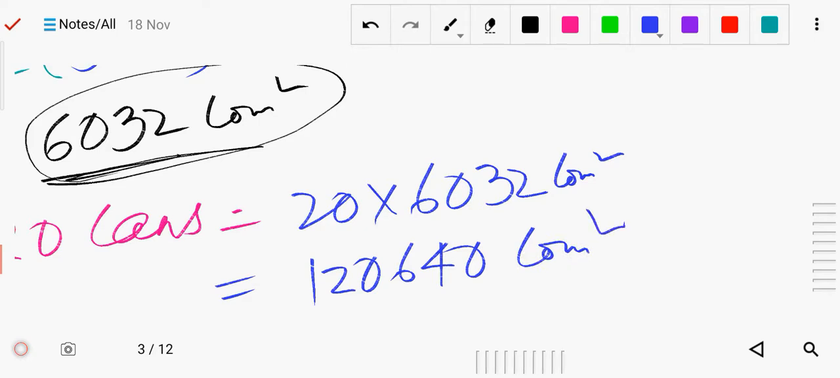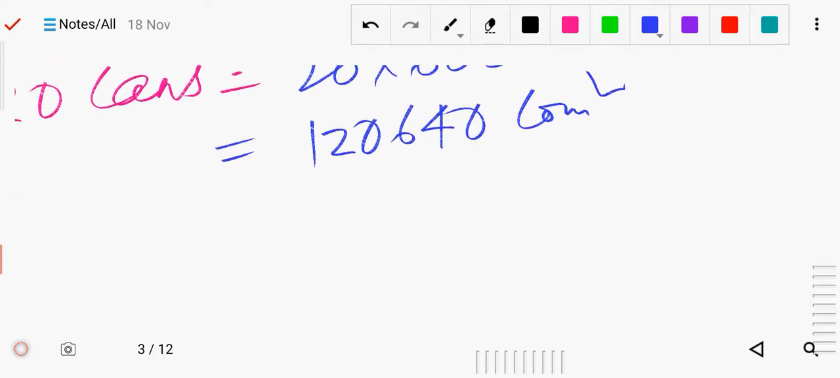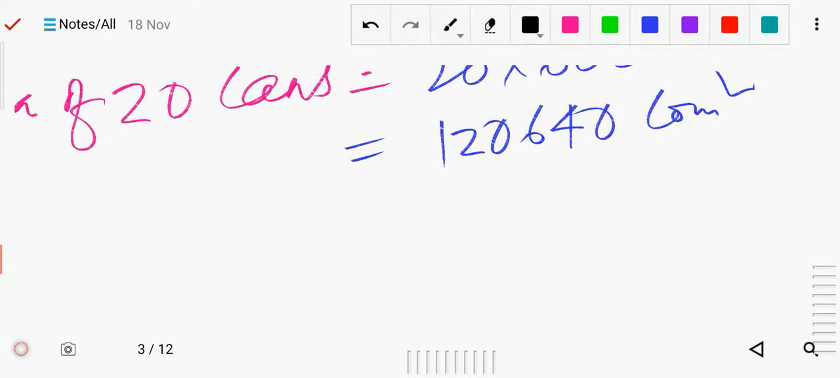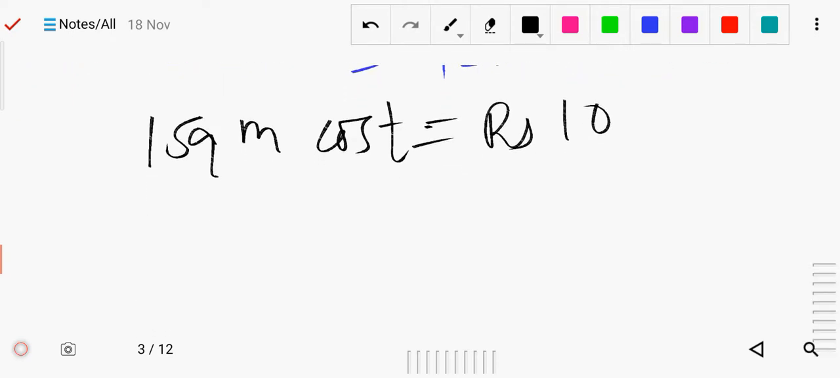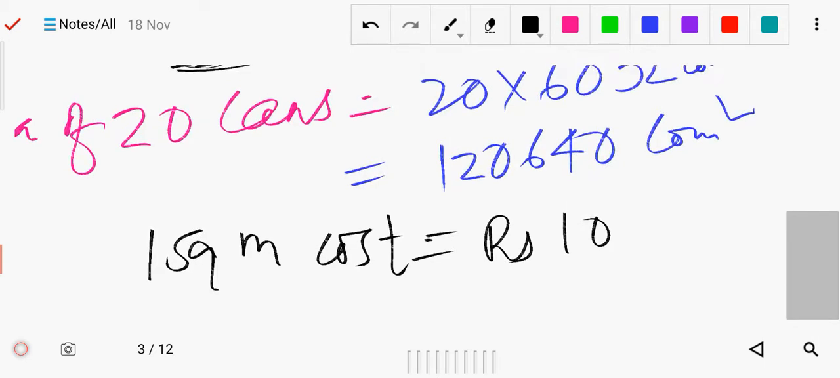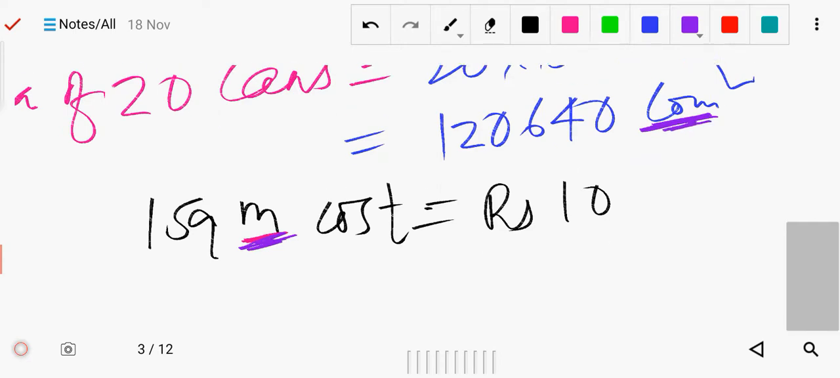Okay, now the cost is given, so now we have to find the cost also. For this, the cost given is for 1 square meter. What is the cost given? Rupees 10 per 1 square meter. This is very important: in the question it is given in meter, but here we got the area in centimeter. Got it? So here we have to change it.